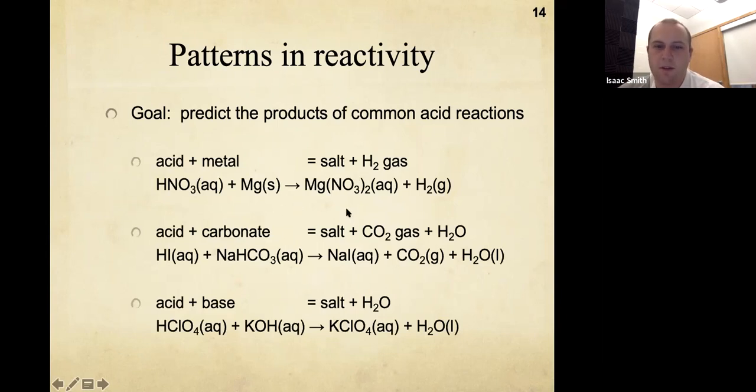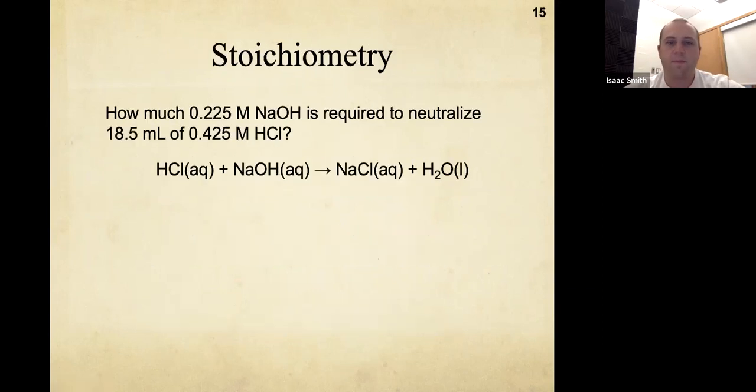These are commonly balanced as you write them, but you can go back and balance them if you need to. Things to pull from this lecture: know these 3 types of reactions. Given an acid and carbonate, or any of these, given the reactants, be able to predict the products and then balance the equations. That's the main idea to pull from this lecture.